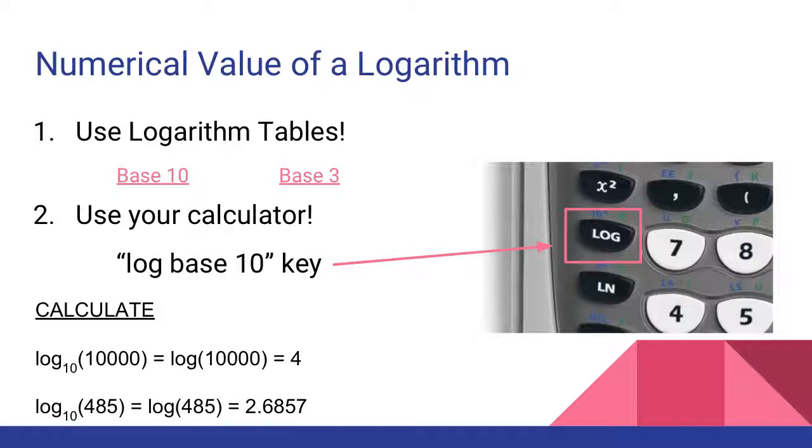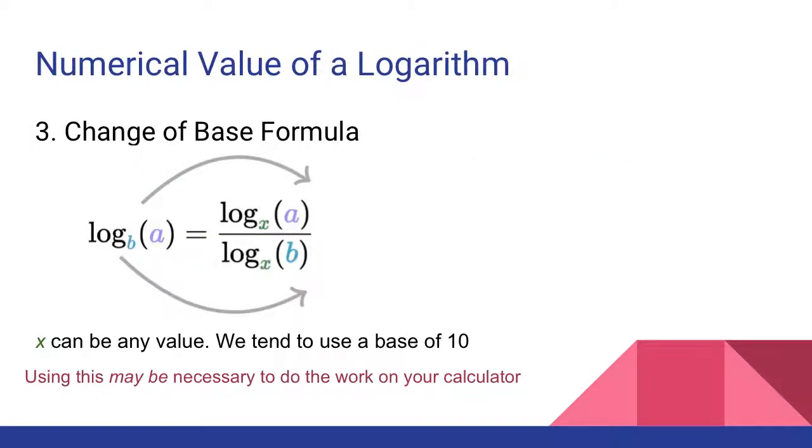Because this is a base of 10, what we're really asking is: what power of 10 gives you 10,000? 10 to the 4th power is 10,000 because there are 4 zeros there. But it's a little more difficult here where you have this base 10. 10 to the 2.6857 is 485. That's what we're finding with a logarithm.